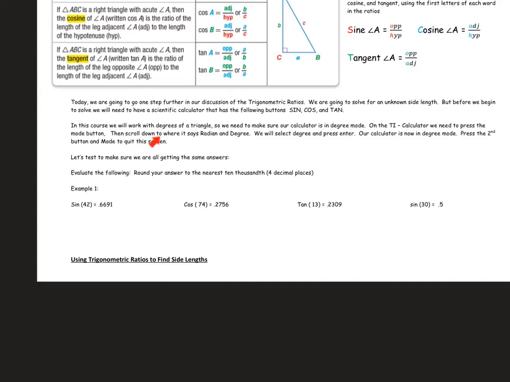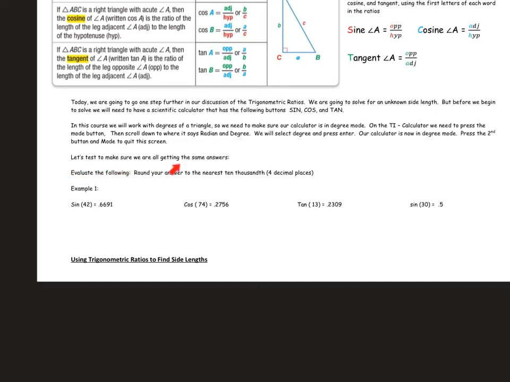And then you'll scroll down, I think it's just 2 downs on your calculator there, and you'll see the words radian and degree. For some of us, our calculator will probably have a black box around radian. We do not want that black box around radian. We want that around degree. So what you're going to do is press the right arrow key to go to degree, and then press enter. And that box should be highlighted on degree now. So your calculator will be in degree mode. So once you have it in degree mode, I want everybody to press the blue button, the second button, and then press mode, which is quit, and that should take you back to the home screen.